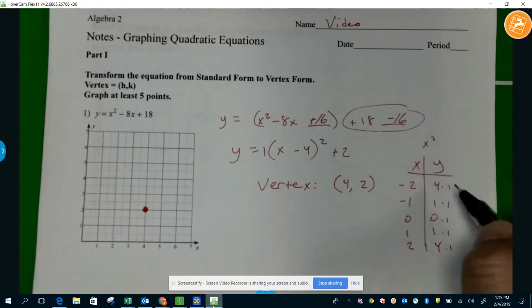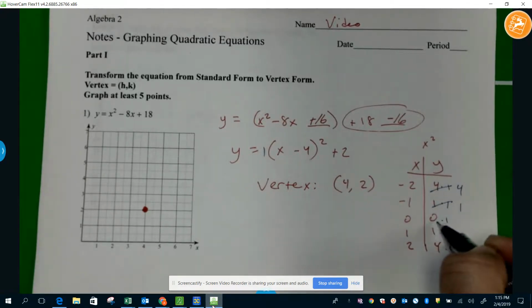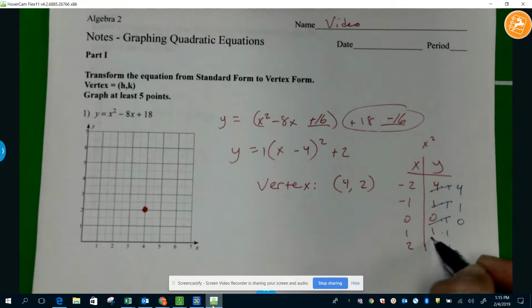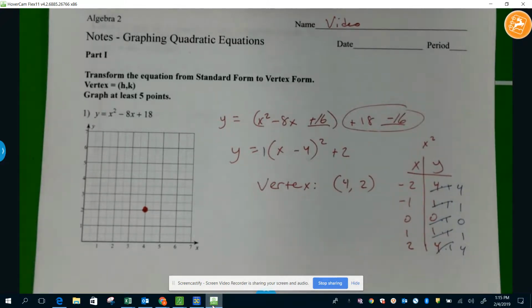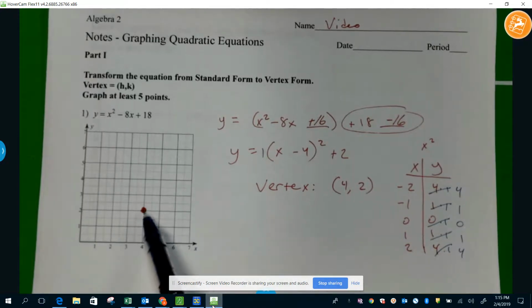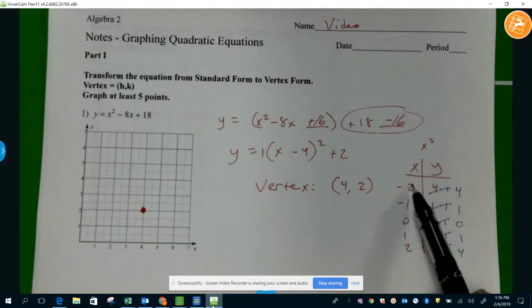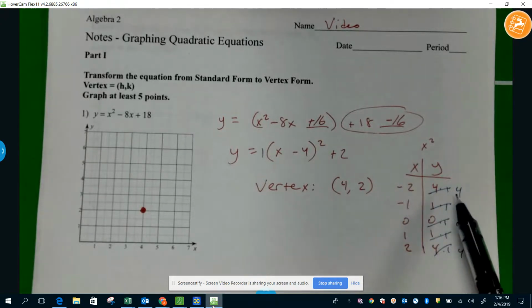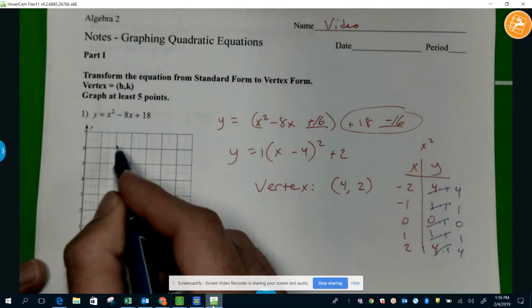Here it actually turns out it doesn't change anything. 4 times 1 is still a 4. 1 times 1 is still a 1. 0 times 1 is still a 0. 1 times 1 is still a 1, 4 times 1 is still a 4. So we always start from our vertex, which we've plotted at 4, 2, and we're going to go 2 to the left of the vertex, and we're going to go up 4 on the y-axis. So 2 spaces left, 1, 2, and up 4.